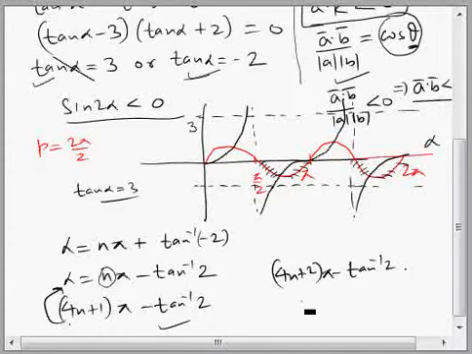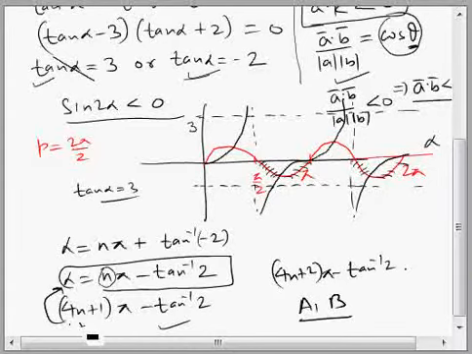So the answer is A and B, right? Any integral multiple of pi would satisfy this. 4n plus 1 is an integral multiple of pi, 4n plus 2 is also an integral multiple of pi. So these two are not the complete solutions but part of the solutions, right? So it's a more than one choice correct question, so we'll choose these as the answer, because these are the possible values of alpha.